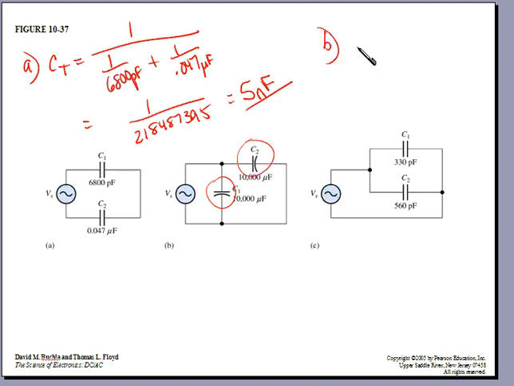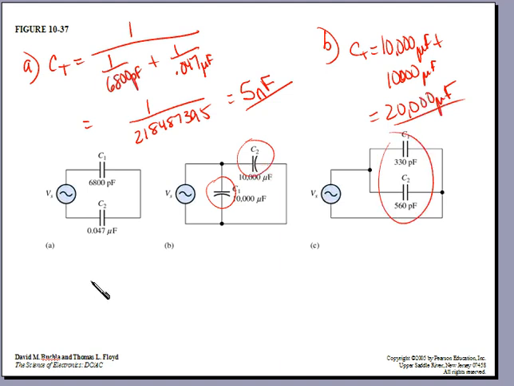So for part B, total capacitance, I just add them up. So 10,000 microfarads plus 10,000 microfarads is 20,000 microfarads. C is parallel again, so I just add them up again. So it's going to be 330 picofarads plus 560 picofarads, which is 890 picofarads.